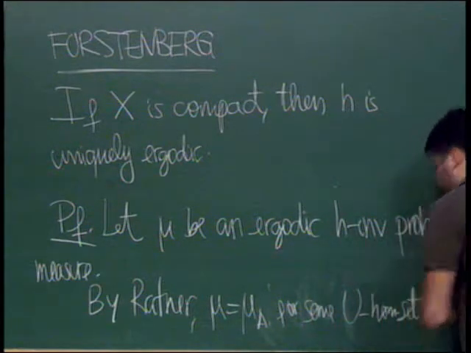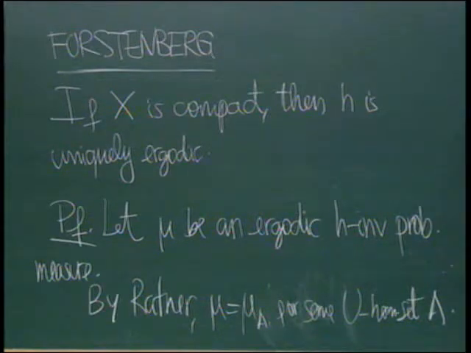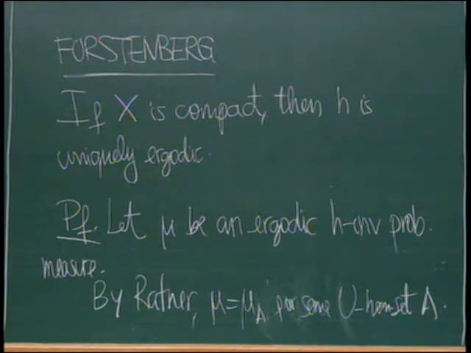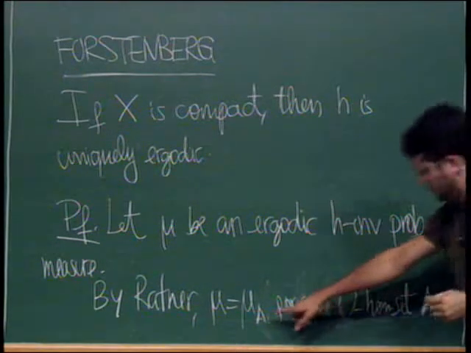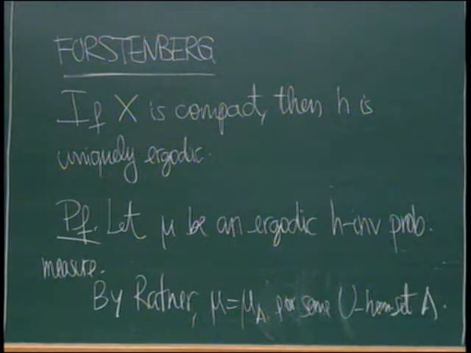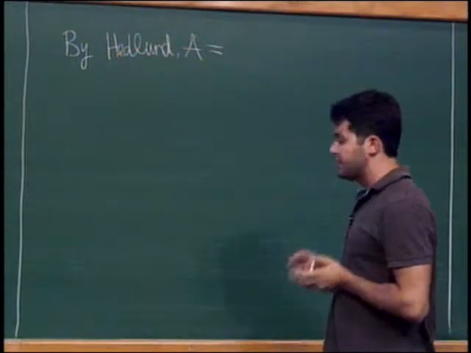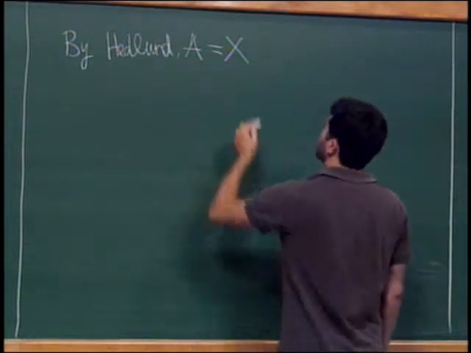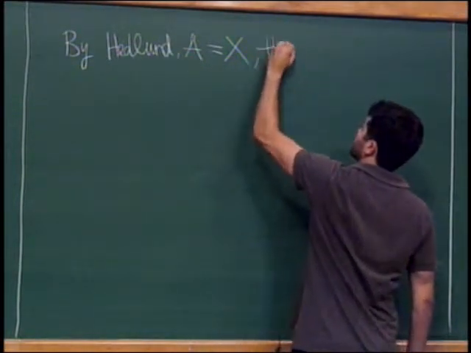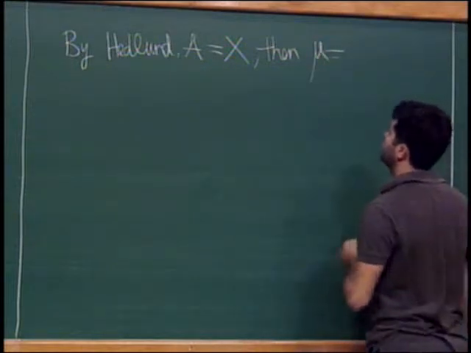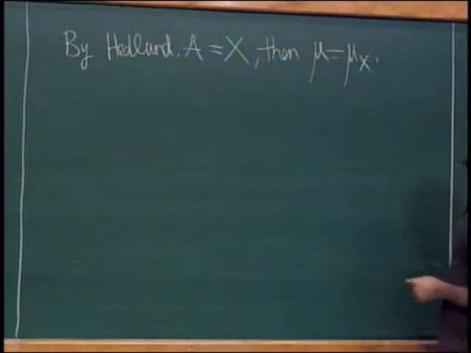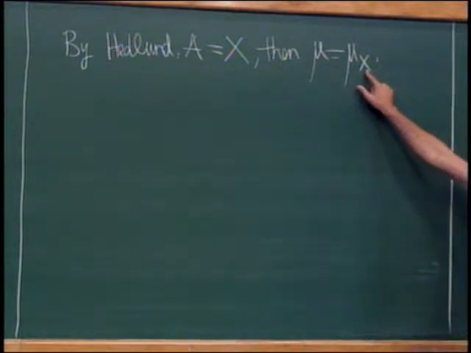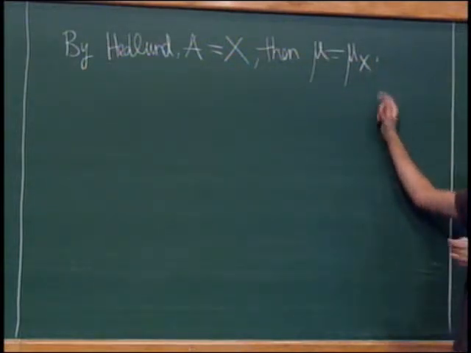But you know that by Hedlund, the orbit has to be dense. So by Hedlund, the only U homogeneous set that you have is X itself. So you get that A is equal to the whole set X, and then this means that the measure mu that you begin with has to be the Haar measure of the big set. So you get unique ergodicity.